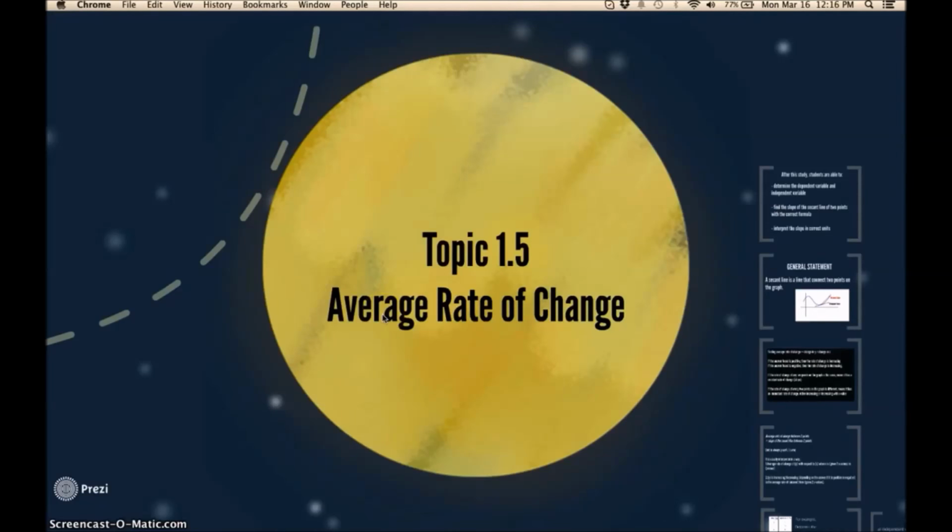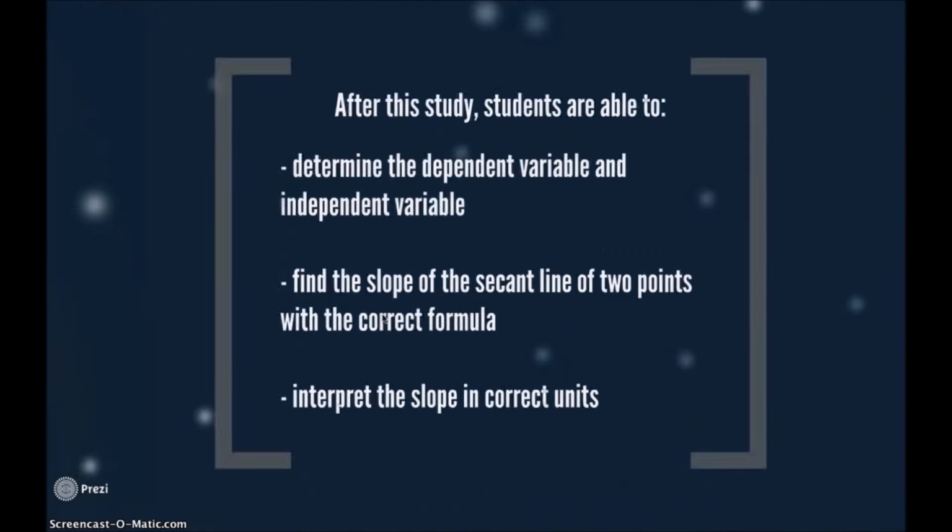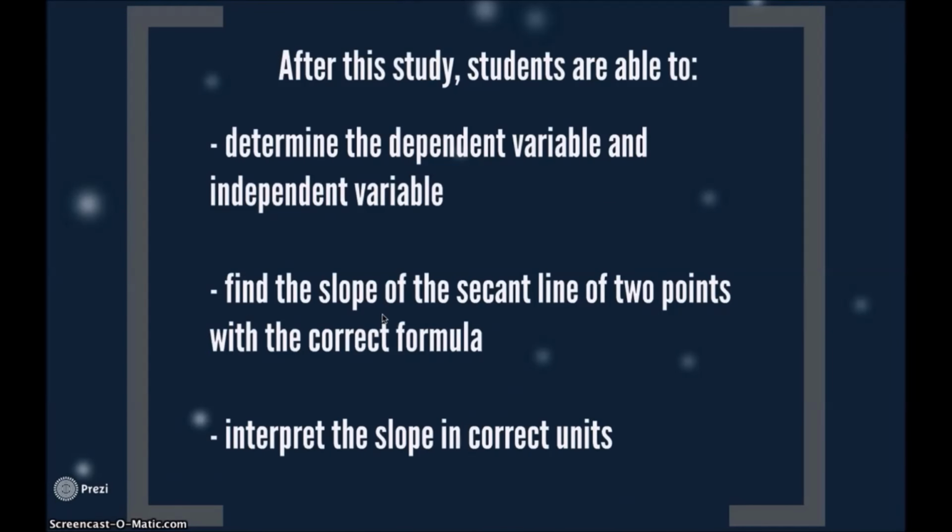Now, let's learn about the average rate of change. After this study, students are able to determine the dependent variable and independent variable. They will also be able to find the slope of the secant line of 2 points with the correct formula. Students are able to interpret the slope in correct units.